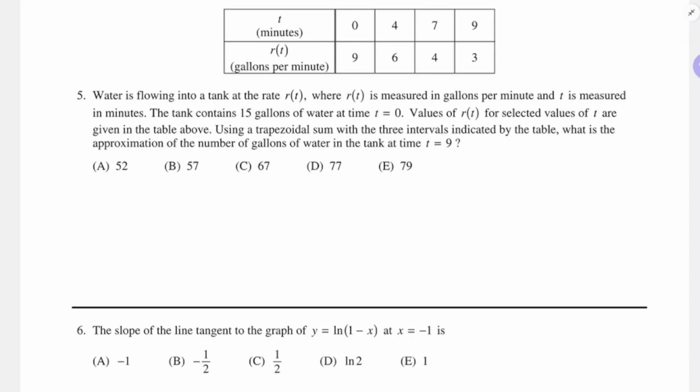Okay, now number 5. Water is flowing into a tank at the rate r of t, where r is measured in gallons per minute and t is measured in minutes. Okay, it starts with 15 gallons of water at time t equals 0. We're going to use a trapezoidal sum with the intervals indicated by the table to get the number of gallons in the tank at t equals 9. Okay, so this is going to be the ending value.